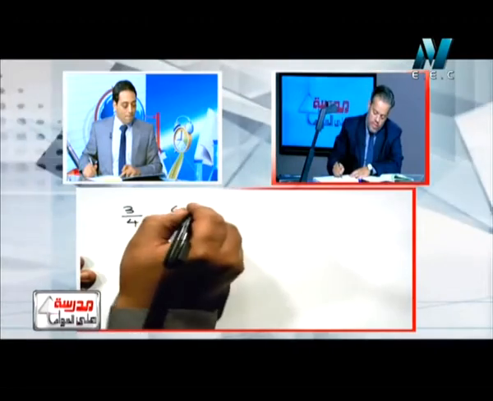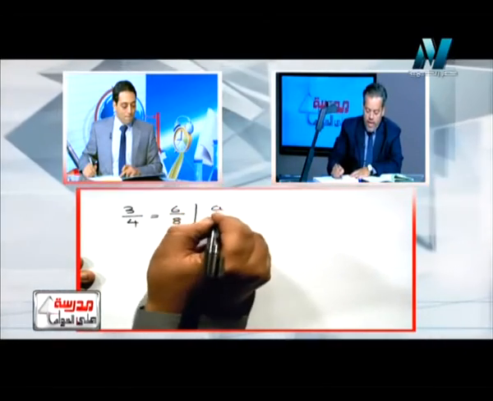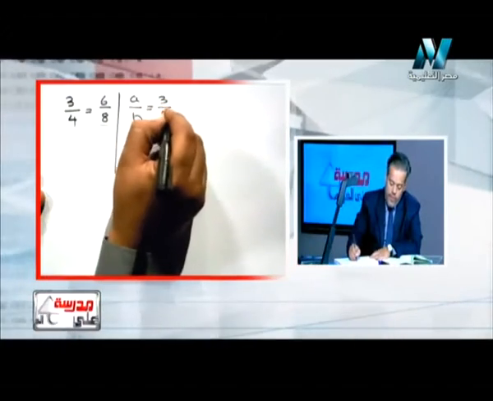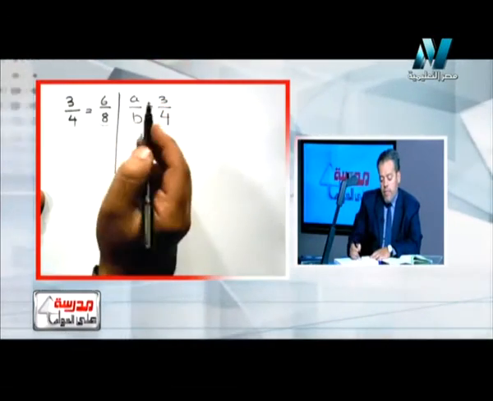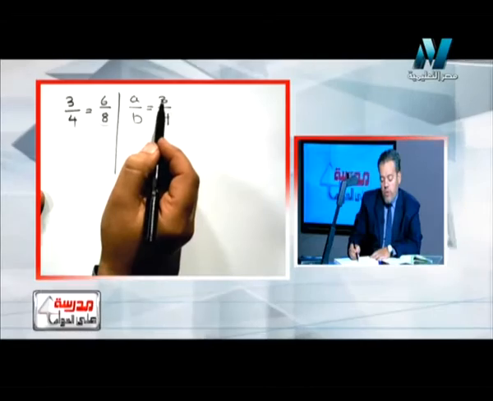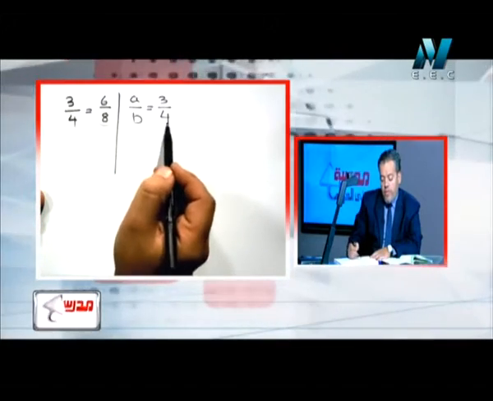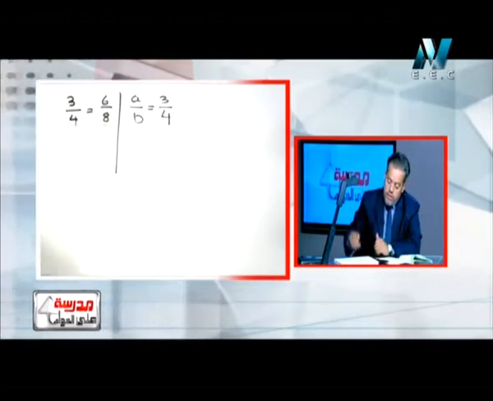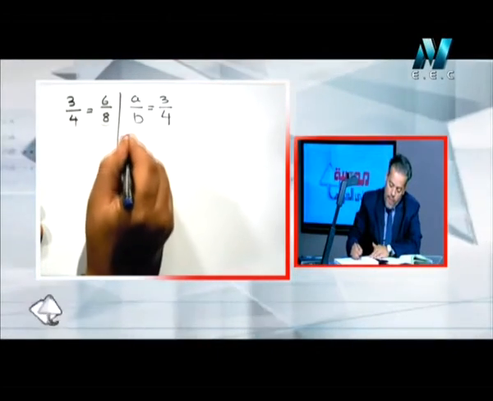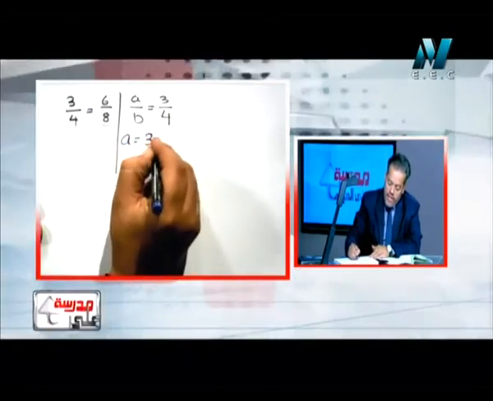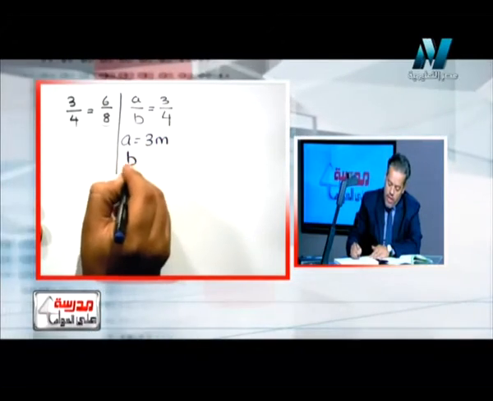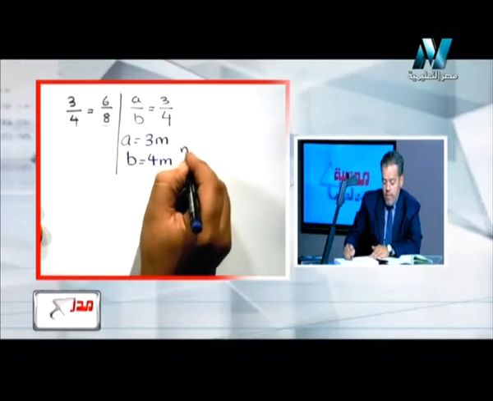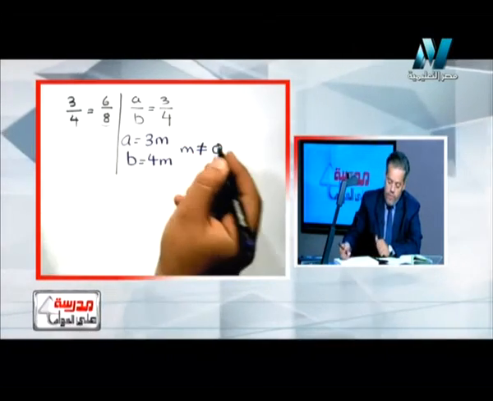And we said before, if we have a over b equals 3 over 4, it doesn't mean that a is equal to 3 and b is equal to 4. It means that a equals 3 times the factor m, and b equals 4 times the factor m, where m doesn't equal 0.